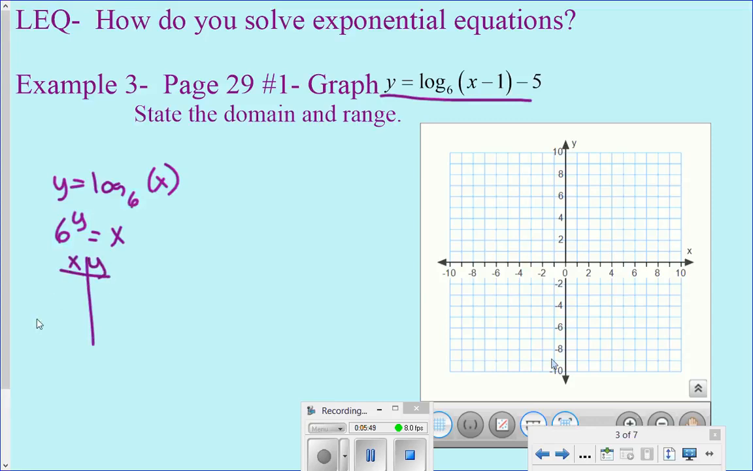Now, it doesn't say I have to graph that. I'm just using this table to help me get the table for my graph. So I'm going to input the y's, and I'm going to get the corresponding outputs. So 6 to the negative 1 is 1/6, 6 to the 0 is 1, and 6 to the 1 is 6. Actually, I'm not going to plot those. Remember, I'm just going to use them to get my new table.